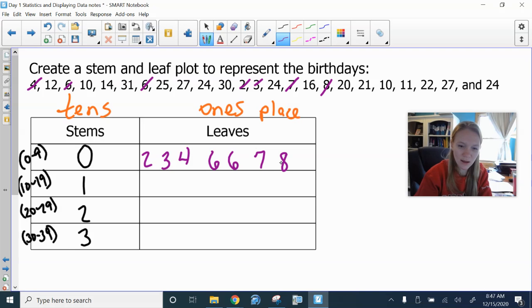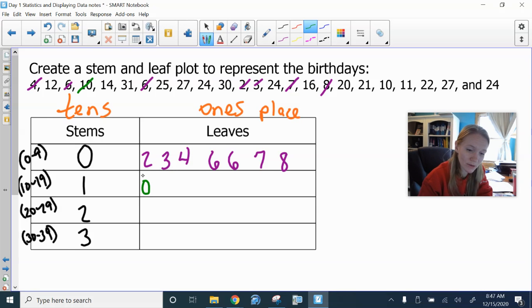Okay, so there's all of my stem and leaves. My stem being 0 means there's nothing in the tens place, and then the leaves are my numbers 2, 3, 4, 6, 6, 7, and 8. So it's also another way to help list your digits, your order for everything.